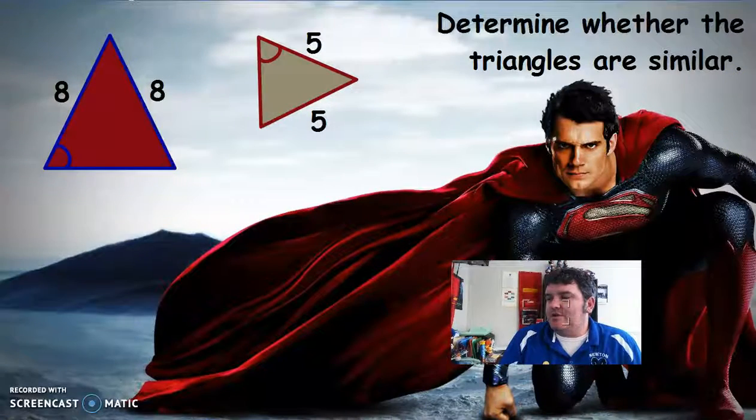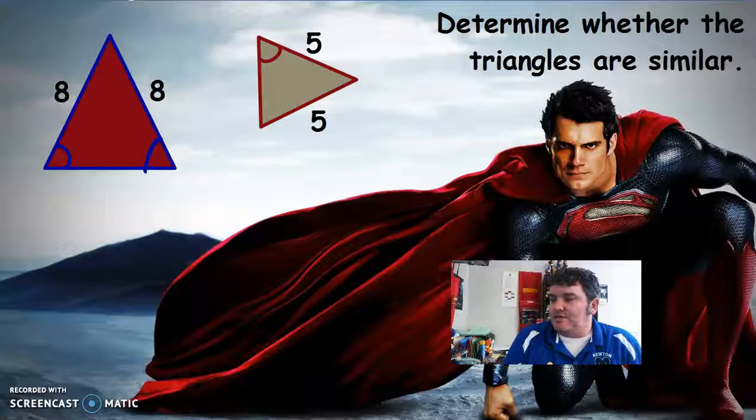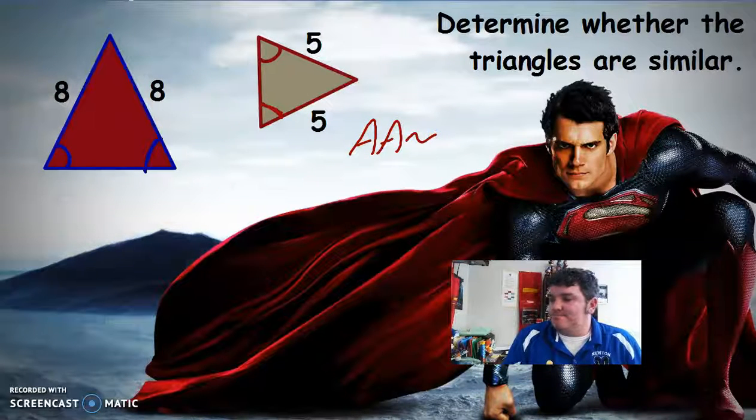This one is similar because since they are isosceles, that means if this angle pairs up with that 8, there is a matching angle over here that pairs up. Same thing with the 5s. If this angle pairs up with that 5, then there's a matching angle. Bam, bam, bam, bam. Angle, angle similarity.